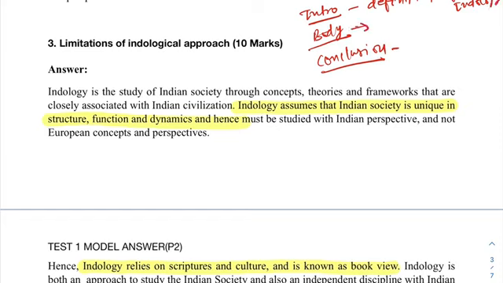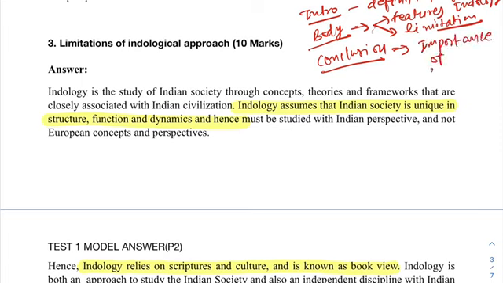In body, what we can do? First, we can provide features of Indology. Then we can provide limitations or criticism of Indology. And in the conclusion, ideally what we should do, we should provide importance of Indological approach, or we can also write how Indological approach enriched our knowledge of Indian society. So now let's discuss the questions.